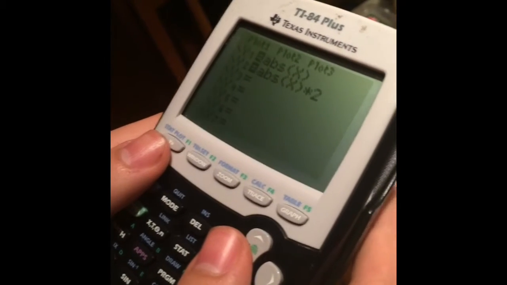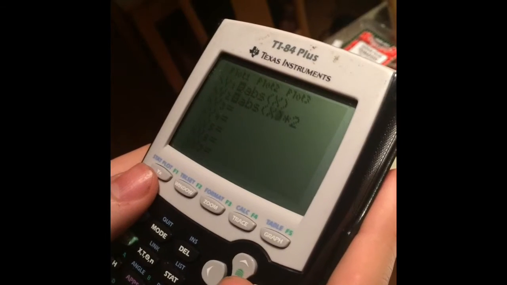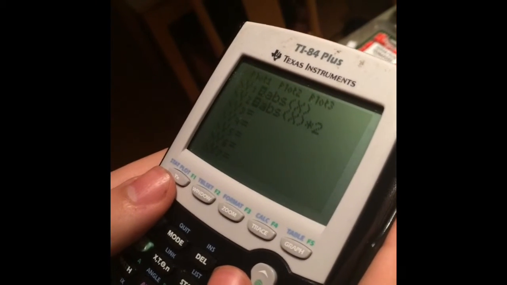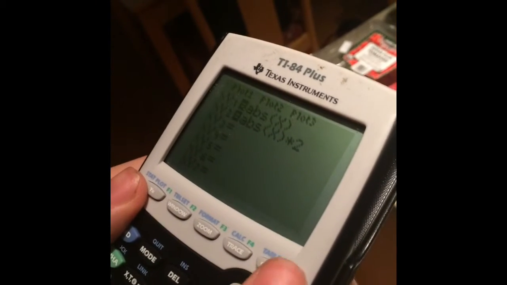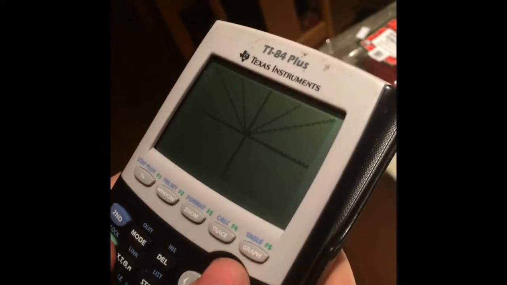We have our parent function, y equals absolute value of x, and then we have our dilation, which is y equals abs of x times 2, and that makes the slope a lot steeper.